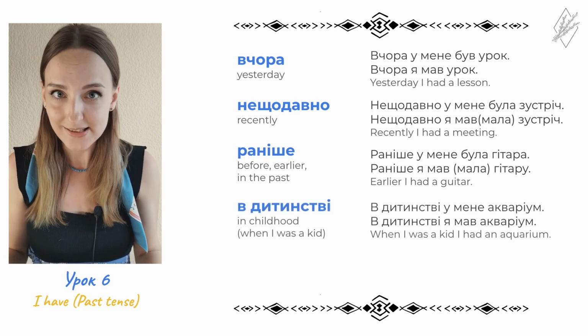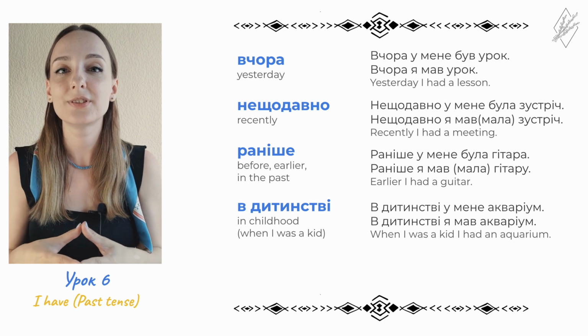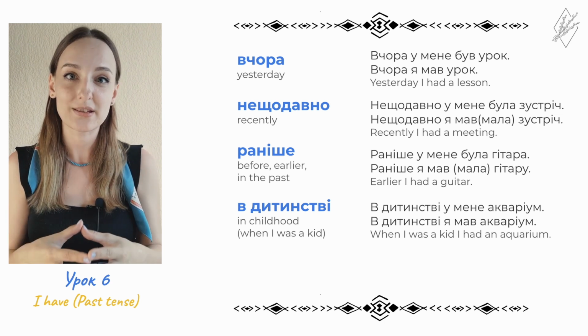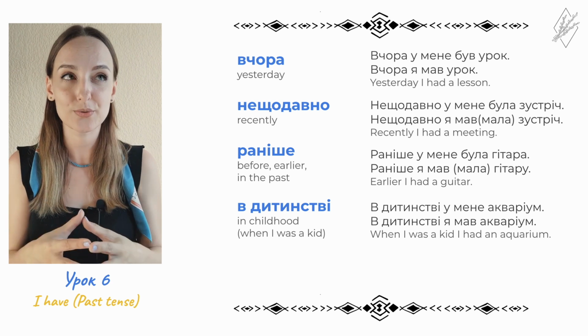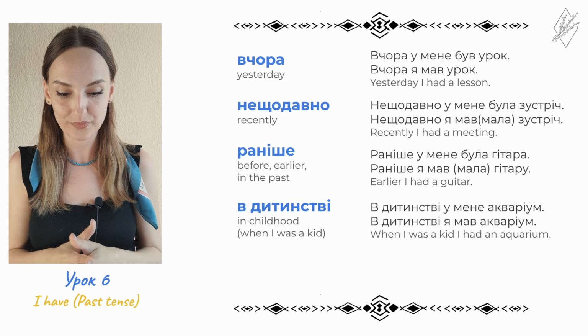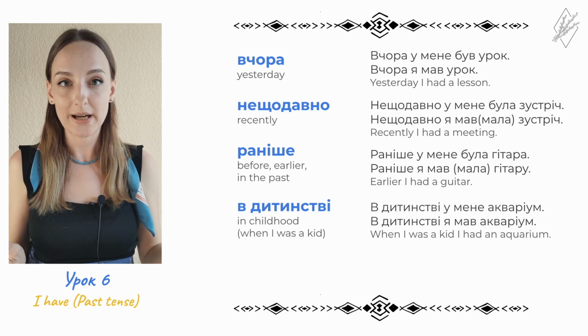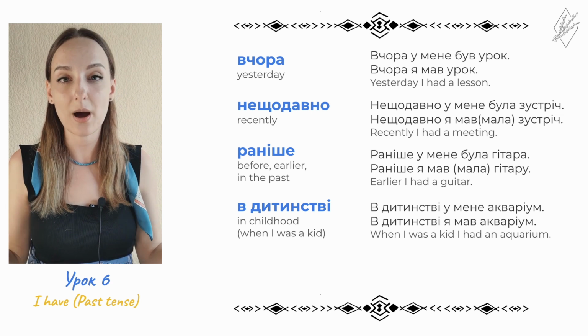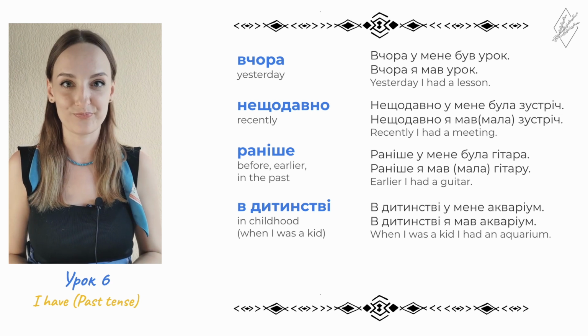В дитинстві. В дитинстві. Literally means in my childhood, but we usually translate it as when I was a kid or when I was small. So, в дитинстві у мене був акваріум. В дитинстві я мав акваріум.